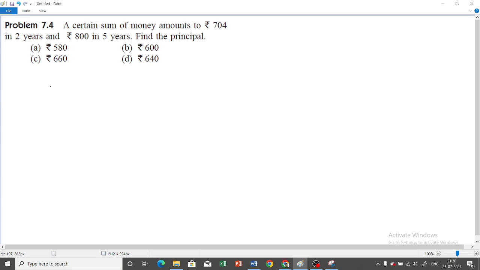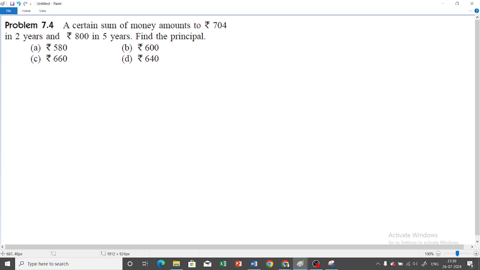And okay, one more thing. If nothing is mentioned, then simple interest. Sir, can you repeat what you said? I said that if nothing is mentioned, whether simple interest or compound interest, take it as simple interest. Okay. If nothing is mentioned, then simple interest.